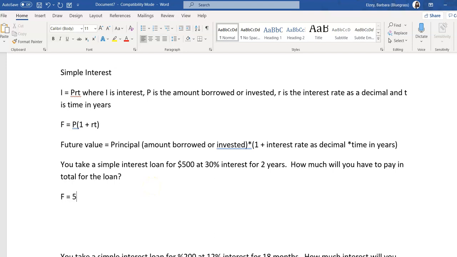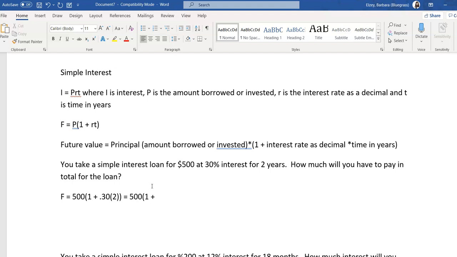Our P is the $500 that we borrow. We'll have 1 plus our interest rate. 30% as a decimal is 0.30, and our time is 2 years. So now this is just a matter of putting this into our calculator and working it out.